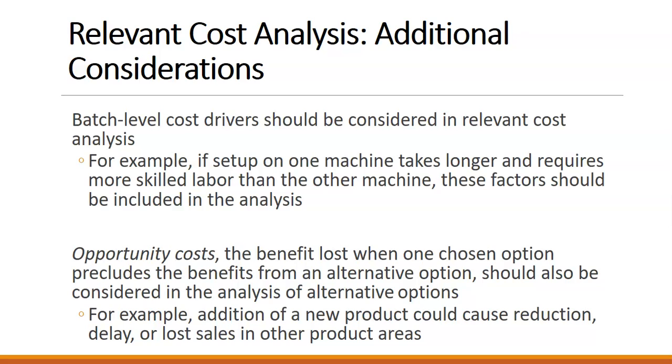We also need to think about opportunity costs. Opportunity costs are the benefits lost when we choose one option over the other. For example, addition of a new product could cause a reduction, delay, or lost sales in other product areas. Or in a make or buy decision, if we decided to outsource something, we would have extra factory space that we could commit to something else. So what is the opportunity cost there if we decide to outsource?